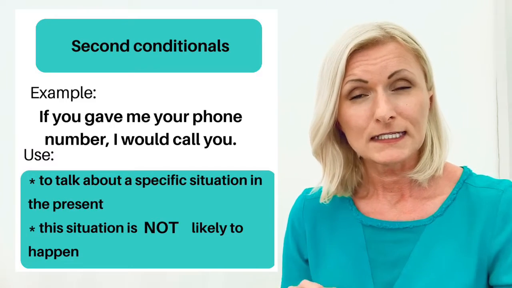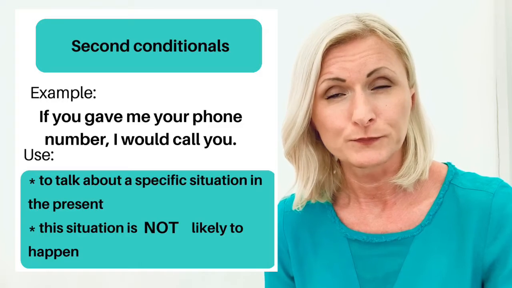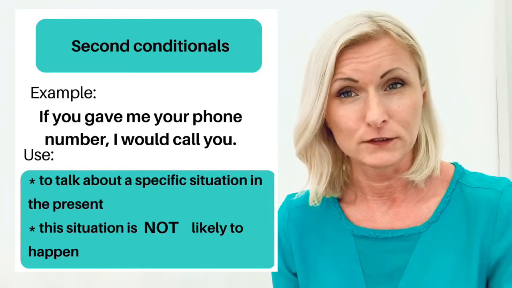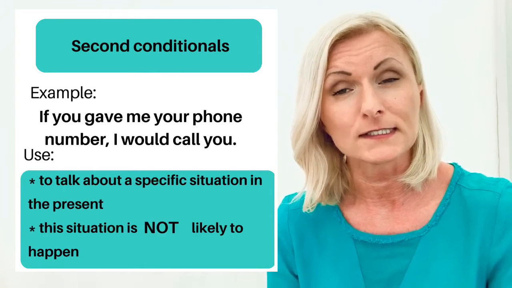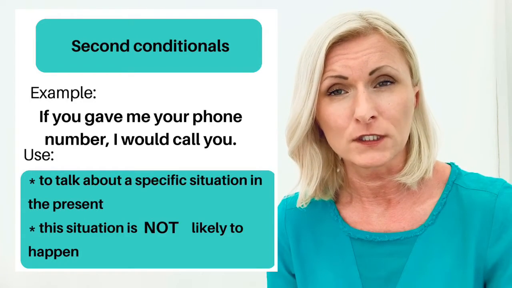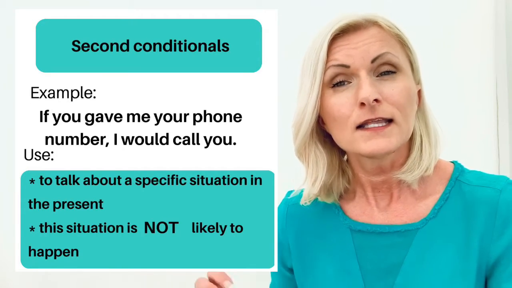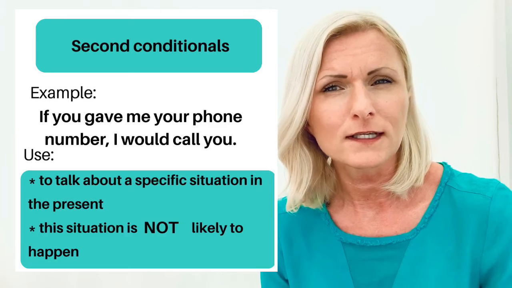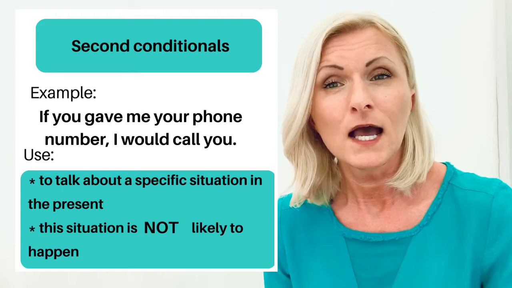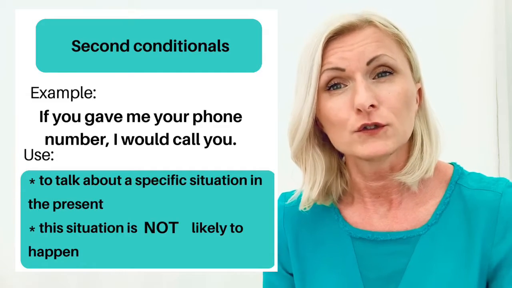Now, let's have a look at the second conditional sentences. My example here is, if you gave me your number, I would call you. Now, this is different from our first conditional sentence. Yes, we are talking about still one specific situation, but the hidden meaning of this sentence is that I actually don't think that this situation is very likely. I am not very confident about you giving me your phone number.